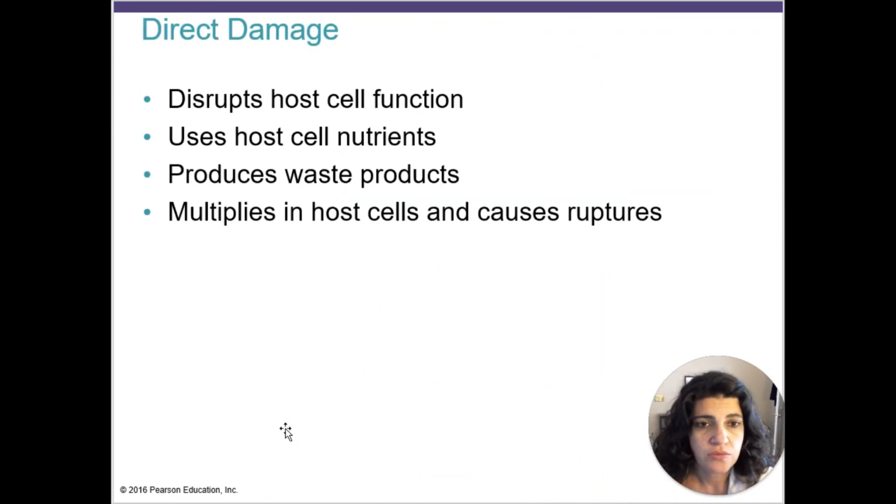And also, all the microbes that are pathogenic can cause disruption of host cell function. So this is a direct damage, right? They can use the cell's nutrients, like the siderophore, like I just told you, production of wastes, and multiplication inside the host cell, causing the cell to rupture.